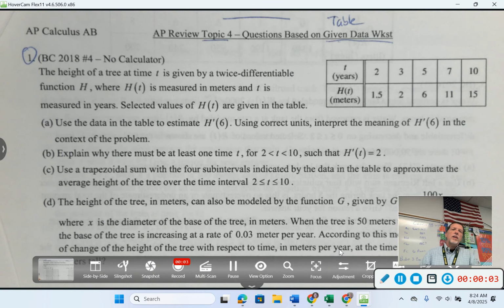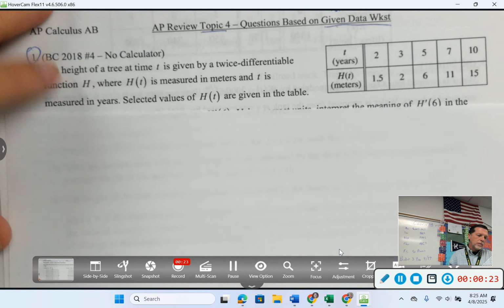Right? Because the prompts they give you are either tables, equations, or graphs. So with 6 questions, they will definitely hit all of those at least once. So you've got to be comfortable with graphs, tables, and equations. This section is all about tables and what we can learn and do with them.